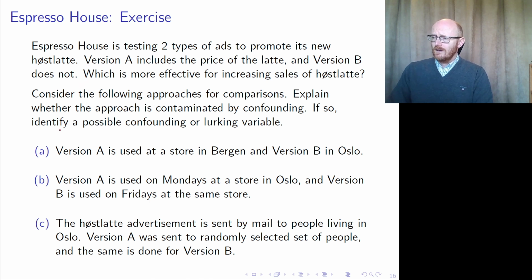Here we have to consider the following approaches for comparisons. Explain whether the approach is contaminated by confounding. We learned about confounding in the previous video, right? If so, identify a possible confounding or lurking variable. So we have three studies here, and version A is used at a store in Bergen and version B in Oslo.